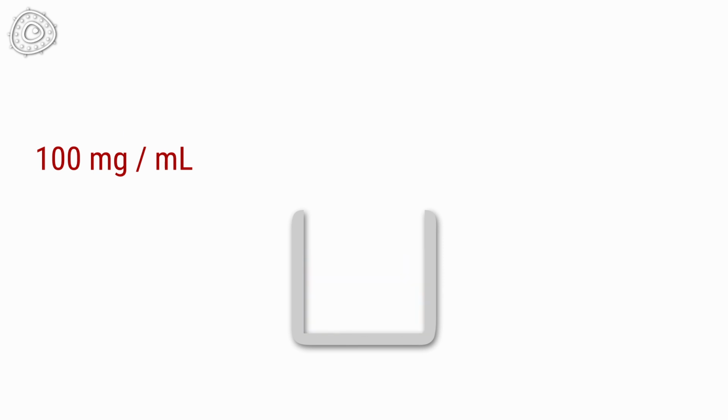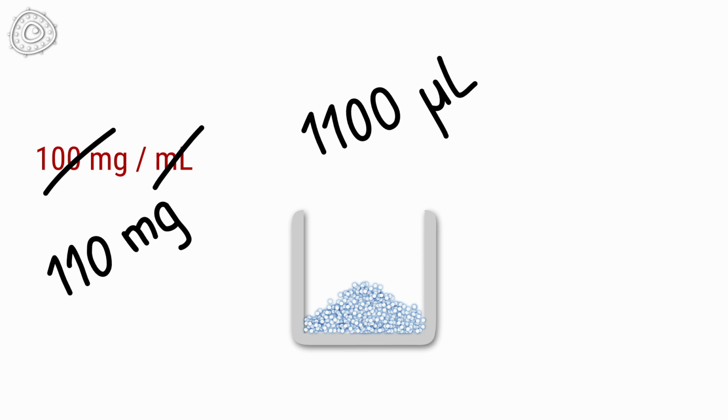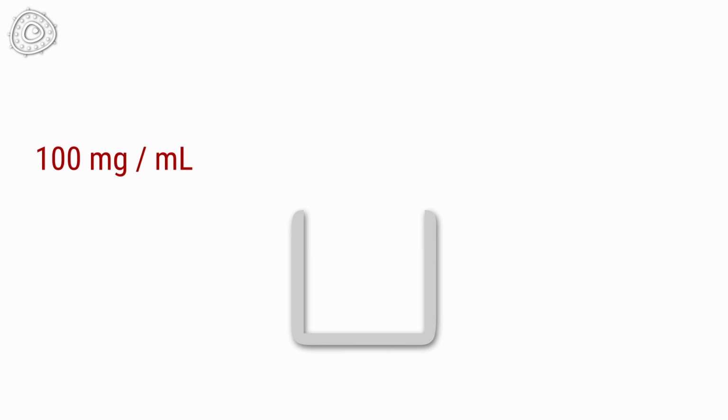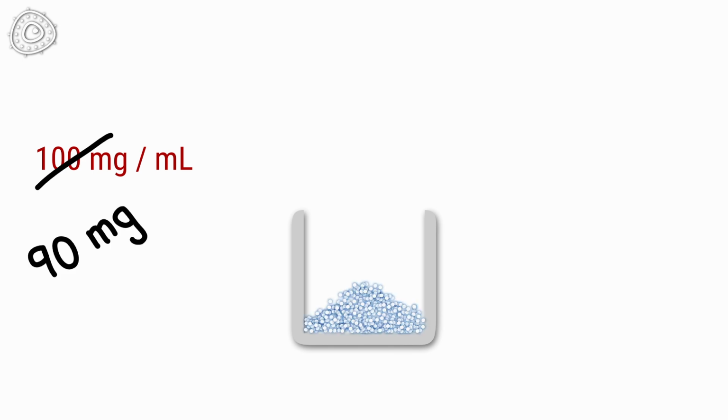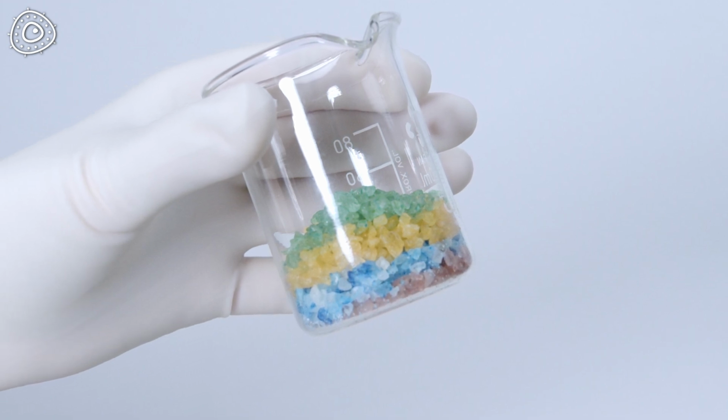If you, for example, want to prepare a solution of 100 milligrams per milliliter, but weighed 110 milligrams, then simply dissolve 110 milligrams in 1100 microliters instead of 1 milliliter to get a concentration of 100 milligrams per milliliter. Or if you, for example, with the weighing back method see that you only weighed 90 milligrams instead of 100 milligrams, then simply dissolve those 90 milligrams in 900 microliters instead of 1 milliliter, and you will have a final concentration of 100 milligrams per milliliter. You therefore obviously cannot use this method for a mixture of different substances.